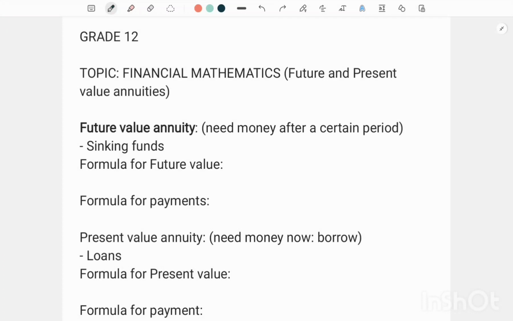Grade 11 concepts: depreciation, simple interest, and compound interest, also using timelines, and also the effective and nominal interest rates. In this video, I'm going to focus on future and present value annuities.